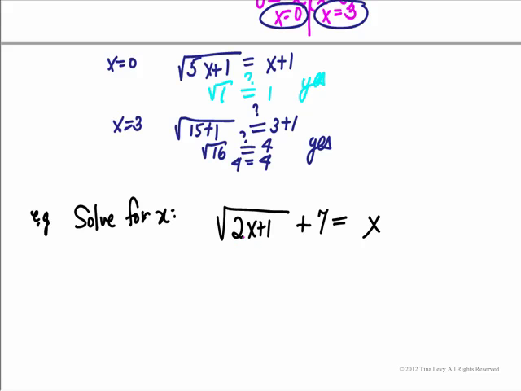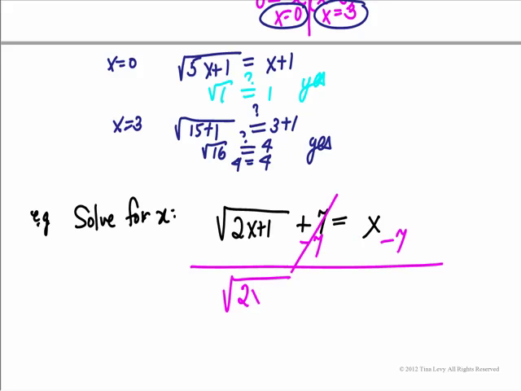So at this point, before we can square both sides, we really want the radical by itself. So we will subtract 7, and that gives us an equation that's easier to deal with. Radical 2x plus 1 is x minus 7. Now that I have the radical by itself, it's easy now. I'm going to square both sides.